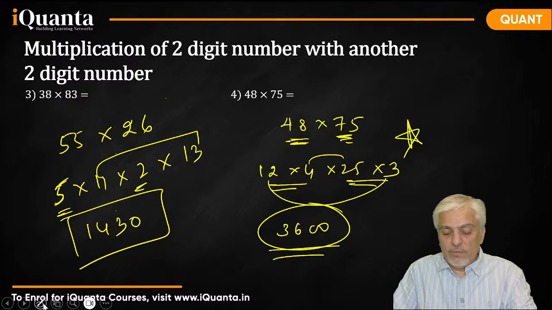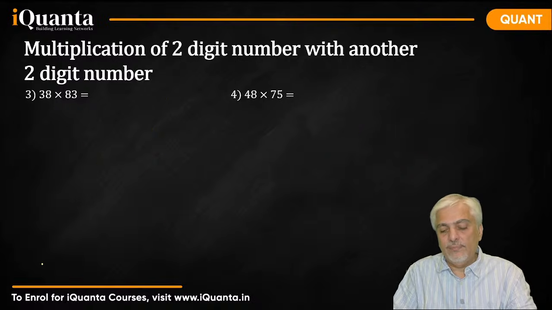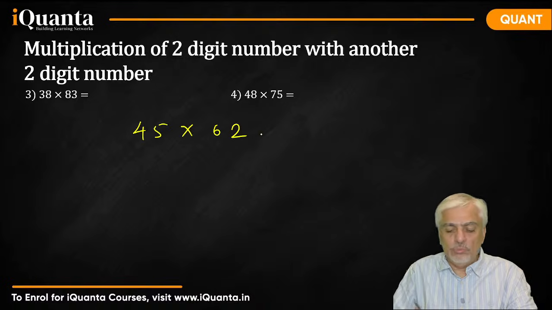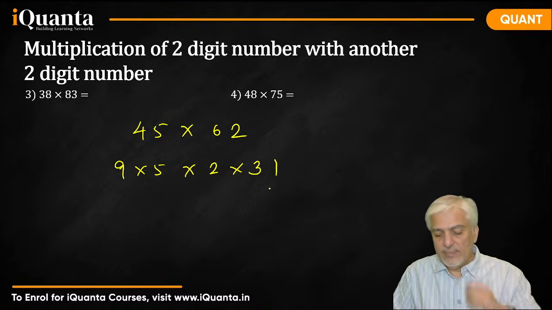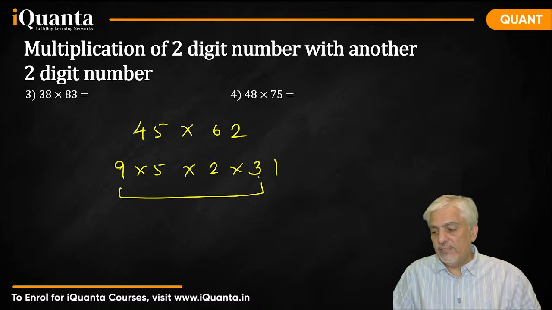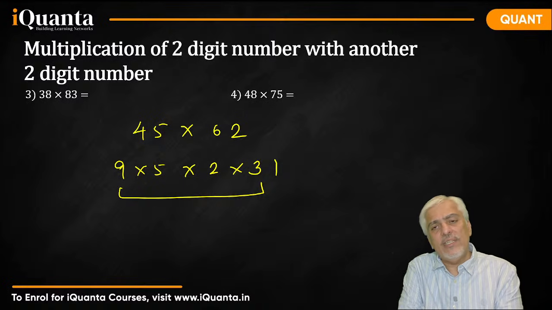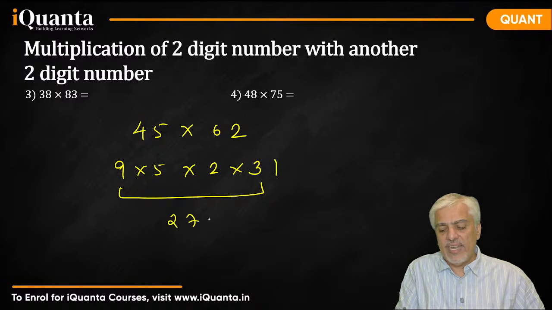So whenever you have a multiple of 5, say 45 into 62, then you will do 9 into 5, 2 into 31. 31 nines you can do orally. 30 nines are 270, 270 plus 9, 279, so 2790.